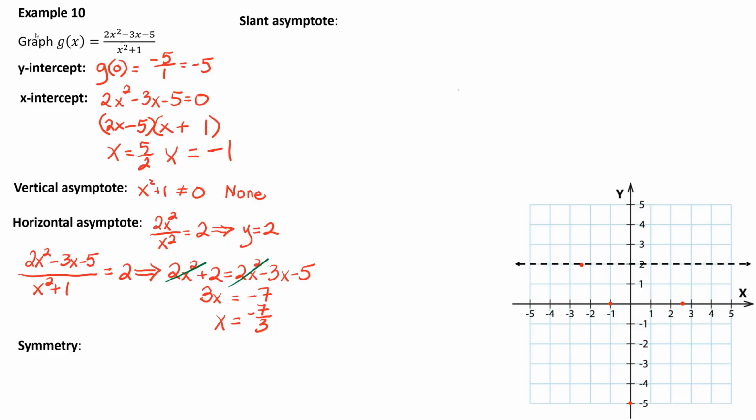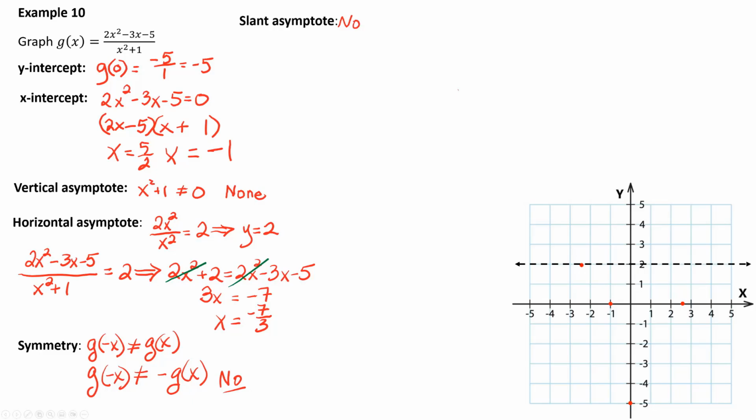So for the symmetry on this one, g of negative x does not equal g of x, so it's not symmetric about the y-axis, and g of negative x does not equal the opposite of g of x, so it's not symmetric about the origin, so symmetry doesn't really do anything for us. Does it have a slant asymptote? No, because the degree of the numerator and denominator are the same, and that's not a situation where you would have a slant asymptote. All right, so we have to figure out what's going on here.